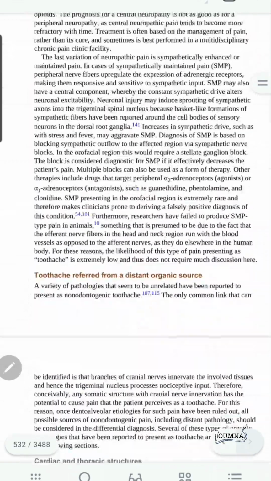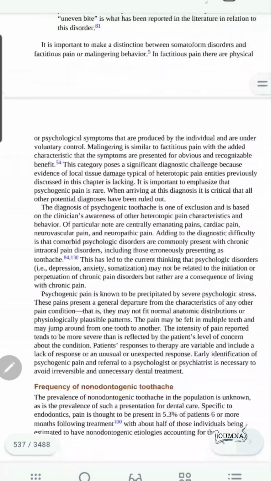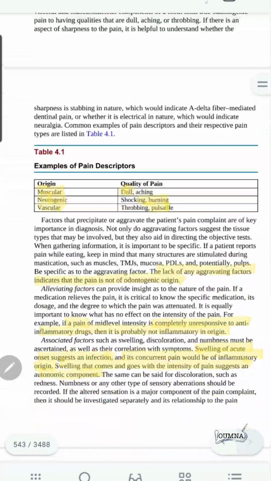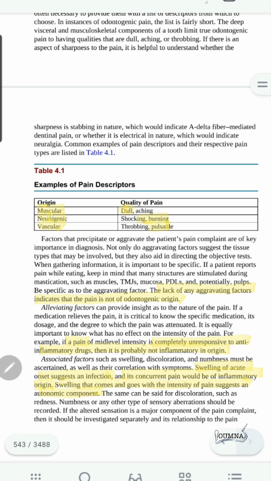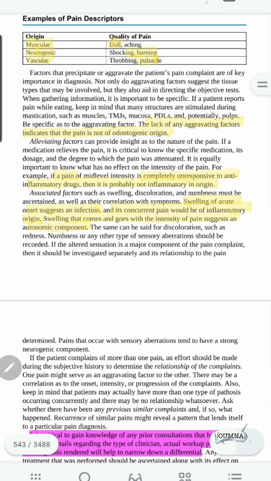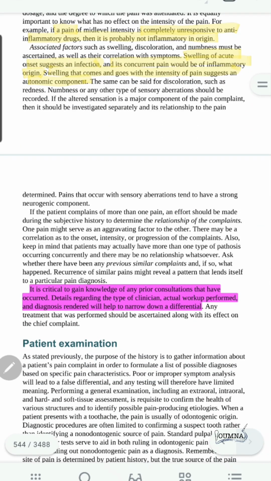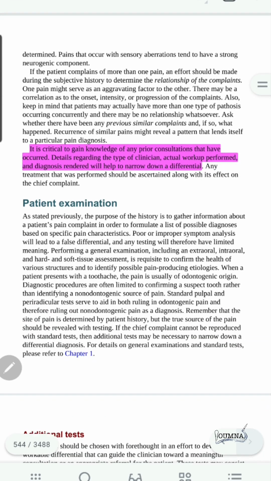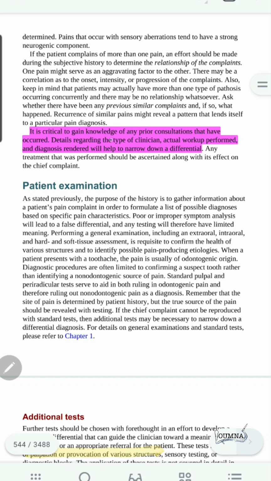Now let's discuss two cases that will give us a better vision. Here they are saying that muscular pain is dull. The neurogenic is burning. We must know the type of pain we are dealing with. It is critical to gain knowledge of any prior consultations that have occurred. Details regarding the type of clinician, actual workup performed, and diagnosis rendered will help to narrow down a differential diagnosis.